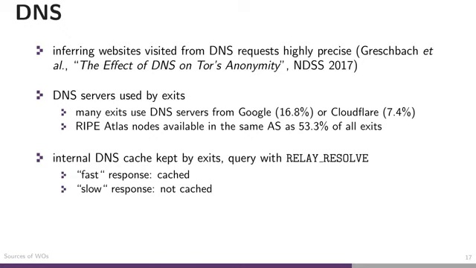I'm going to show an example of this very soon, but I just want to also mention in the context of DNS, when we have the big picture here, that each exit in Tor also has an internal DNS cache, and you can query this cache with the RELAY_RESOLVE command. And basically, if you get a fast response to this, it means that something was cached. If you get a slow response, it means that the domain name you're querying for was not cached because they have to go and ask their DNS server. And this is also a website oracle source, which we experiment with in the paper.